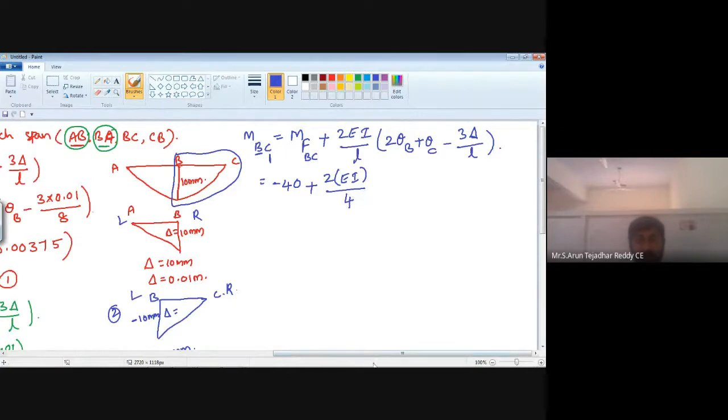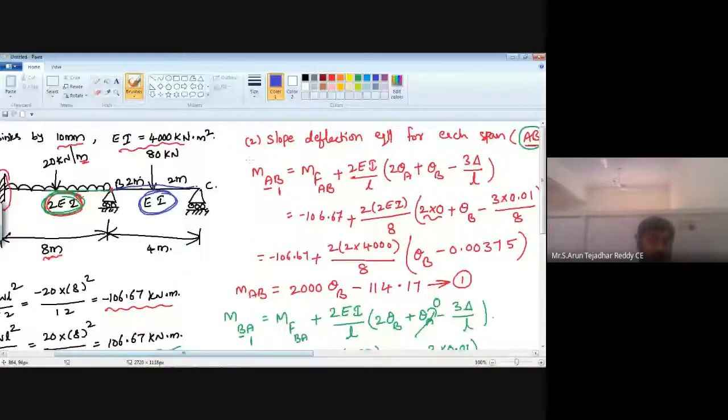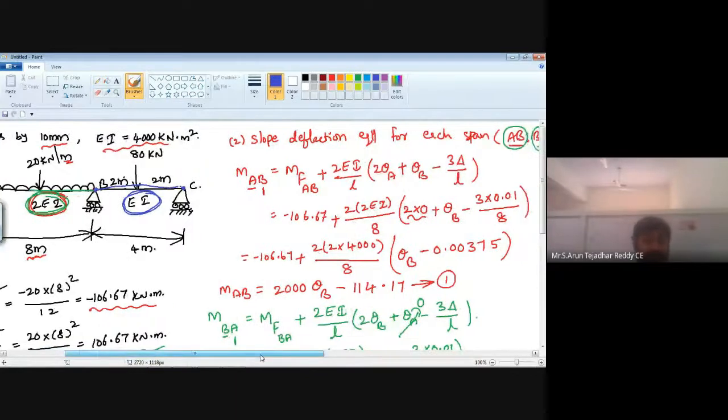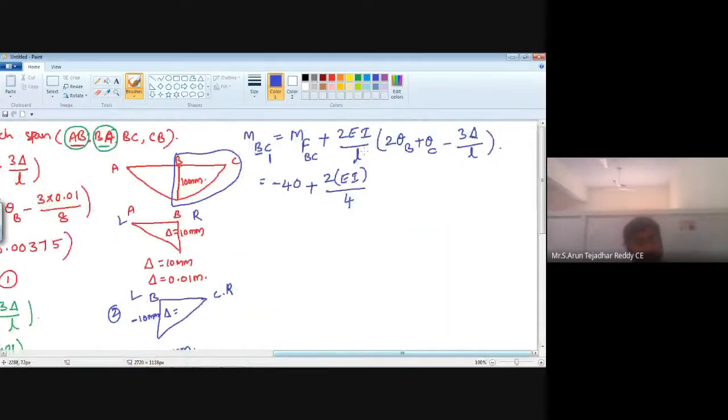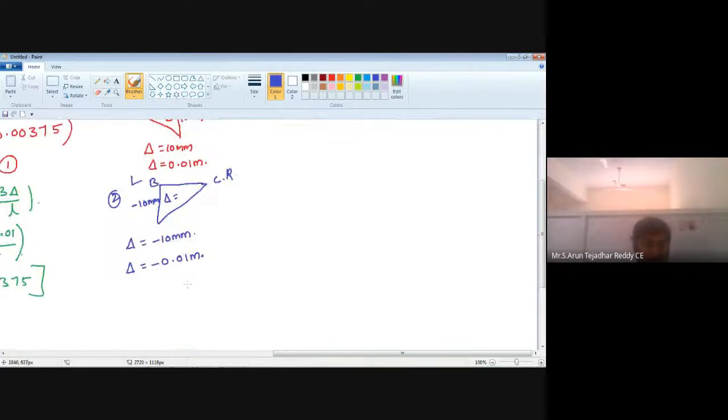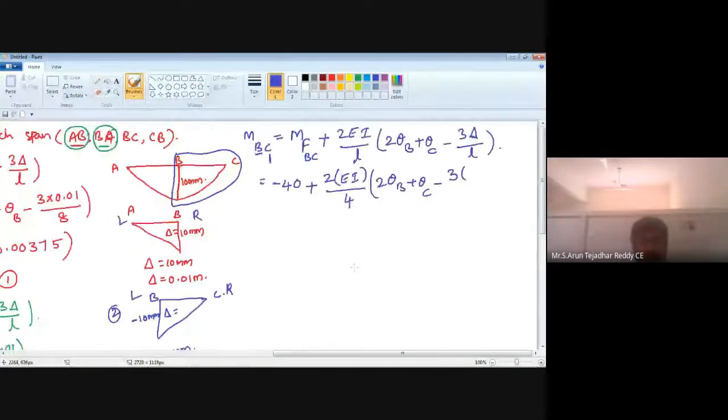And what about theta B, theta C? Here B is roller support as well as C is roller support. So here theta B as well as theta C is unknown. So we can write as usually 2 theta B plus theta C minus 3 into delta. See here delta is minus 0.01 by given span is 4 meter.